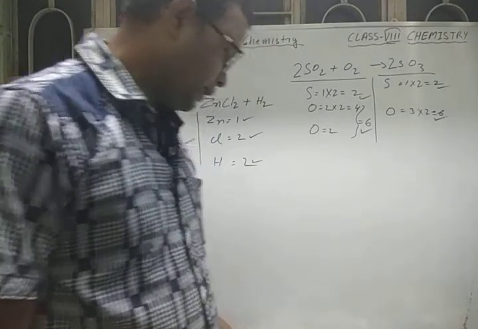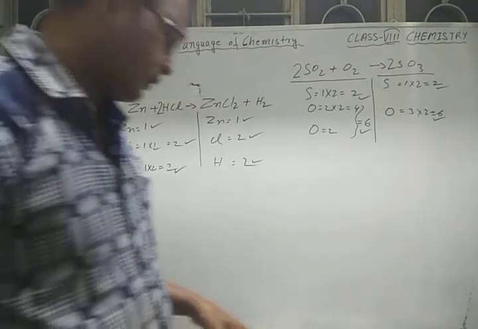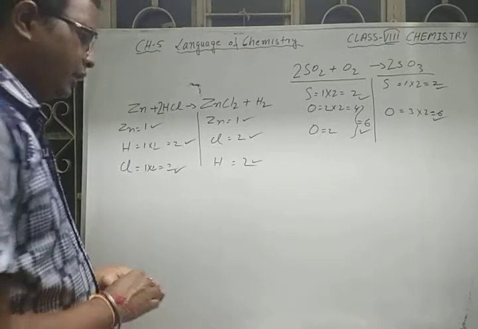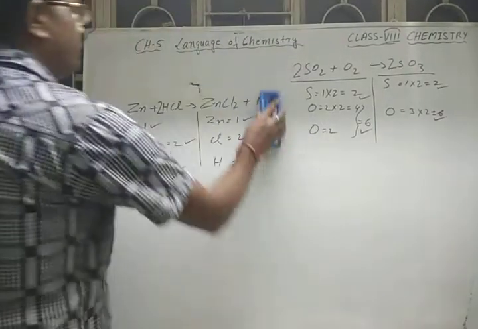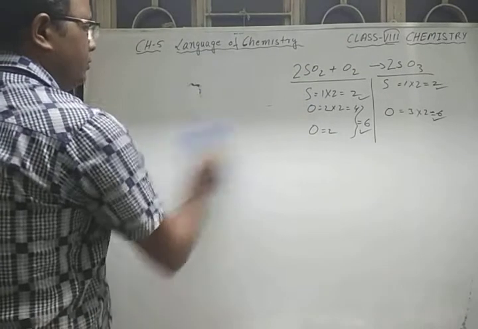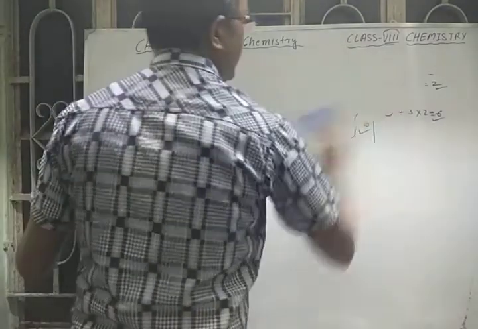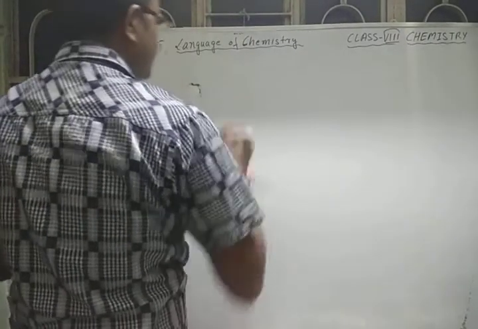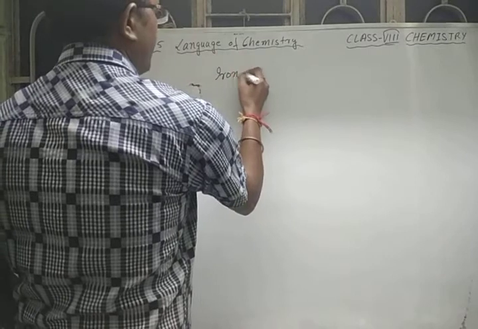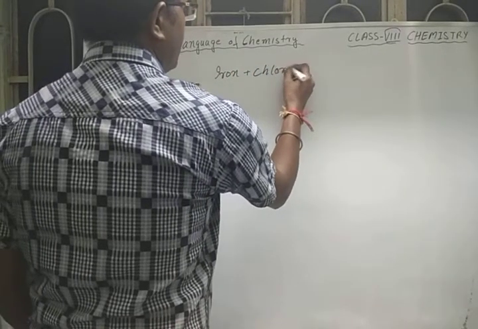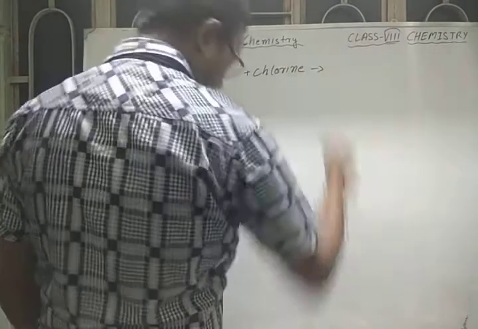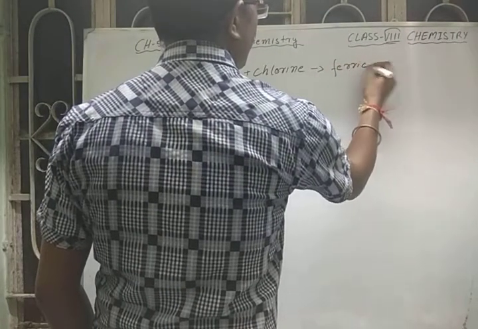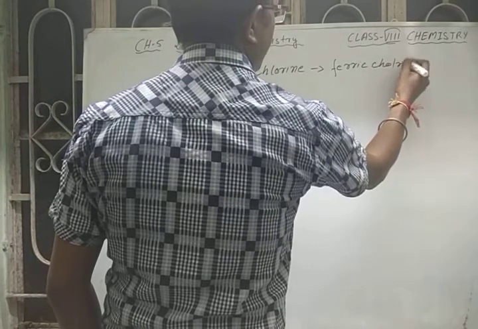Section B, in question B, it is given: iron, chlorine and ferric chloride. Here also you have a word equation. I will explain one word equation: how to write an equation from a word equation and then balance it. Here one question is given: iron plus chlorine gives ferric chloride.